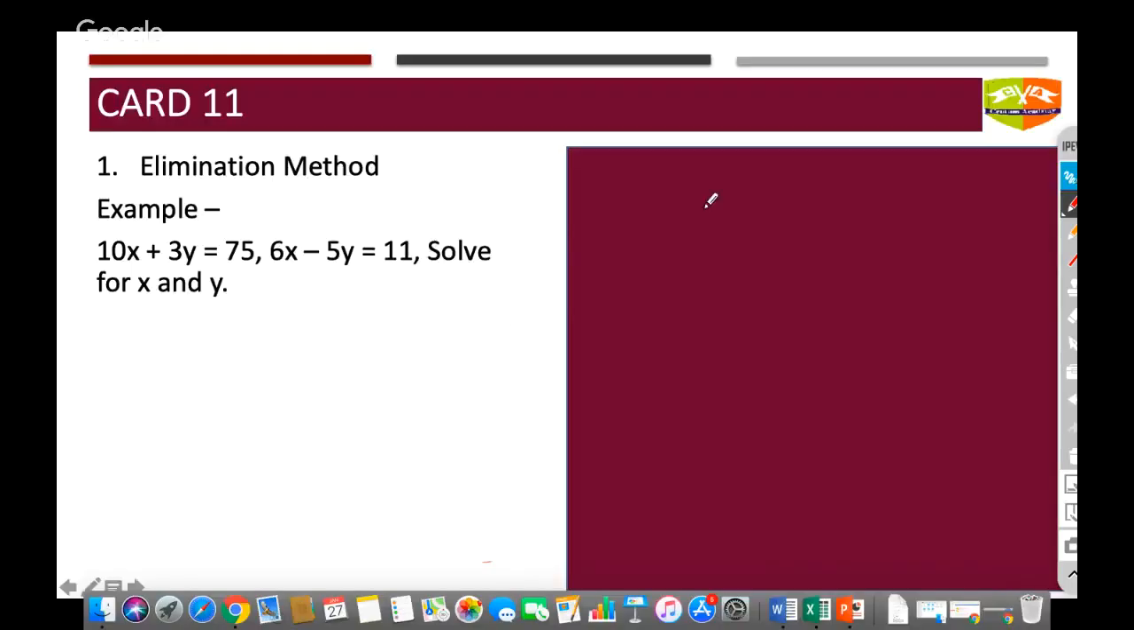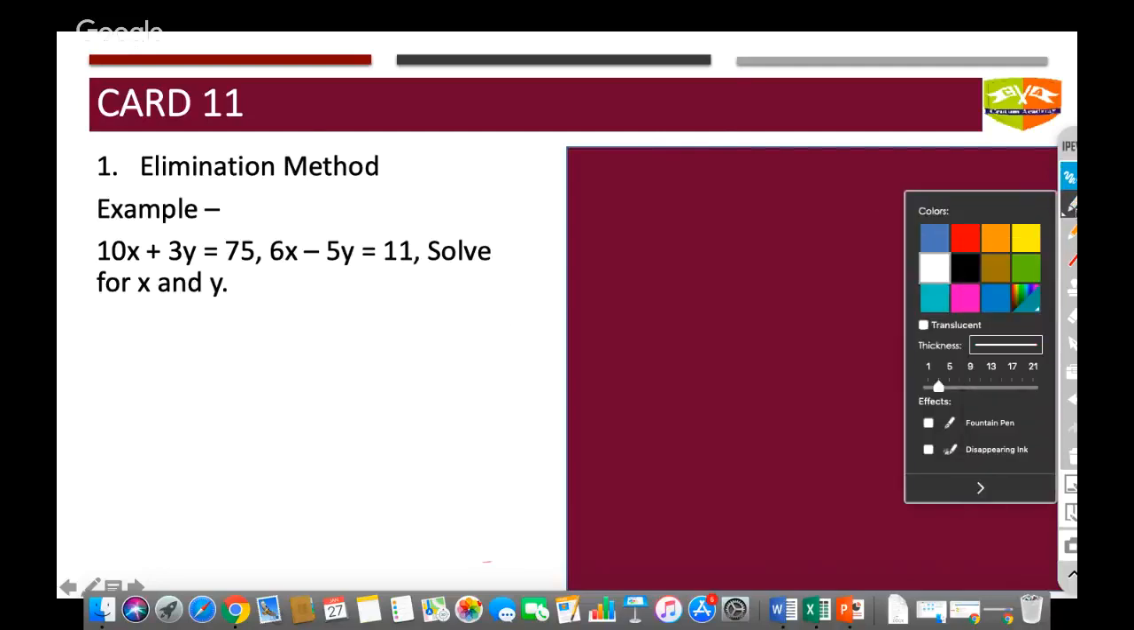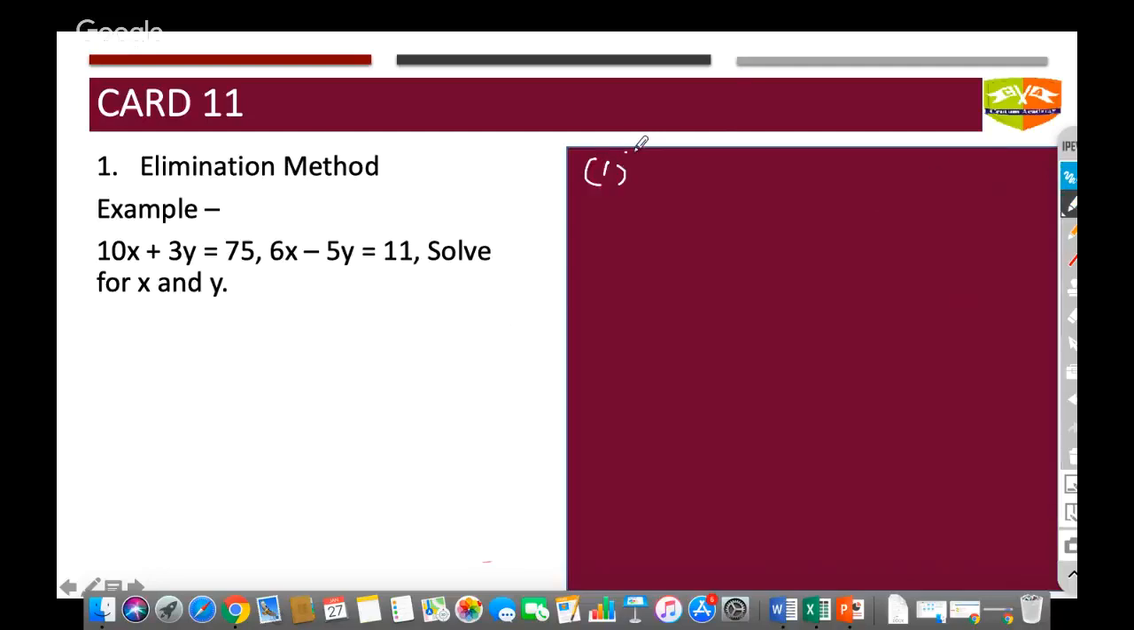Now the elimination method: I write the steps to solve the elimination method. First, I need to multiply the given equations. Look here, if I look at the coefficients of x and y, none of them are the same. If they are not the same, then I need to eliminate either x or y. The objective is to eliminate one of them. To eliminate one of them, I need to make the coefficients of either x or y equal.